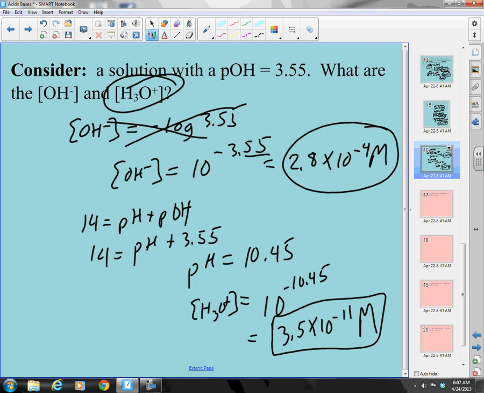And now let's just see if this works out. I'm going to multiply these two numbers together. What should I get if I multiply these together? Well, about 1 times 10 to the minus 14th. So times 2.8 times 10 to the minus 4th, and I got essentially 9.9 something times 10 to the minus 15th, which is approximately 1 times 10 to the minus 14th. It works.